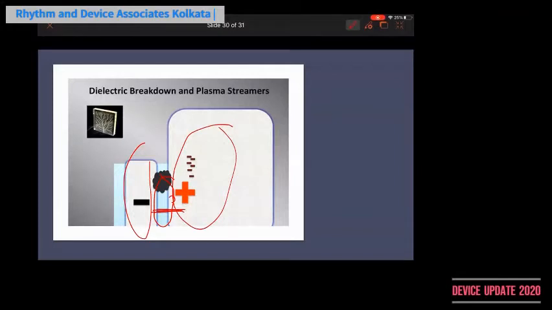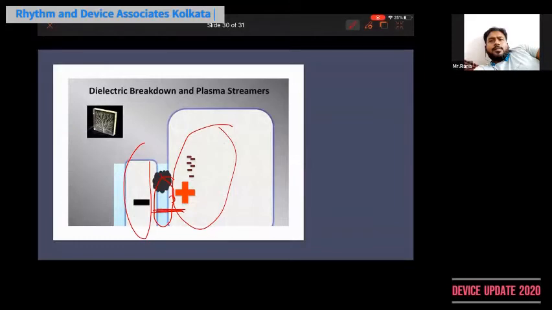And another thing is that Dilip's question here is important, because sometimes when we change the vector of sensing, integrated bipolar gives another option, where if you change the vector of sensing, sometimes the R wave may be different and bigger in that vector. So that also sometimes helps, rarely, in T-wave oversensing.